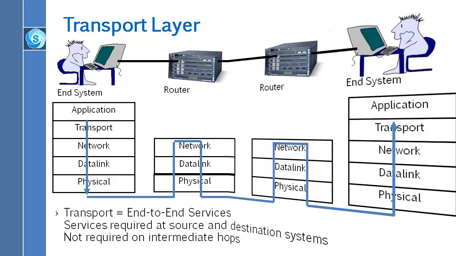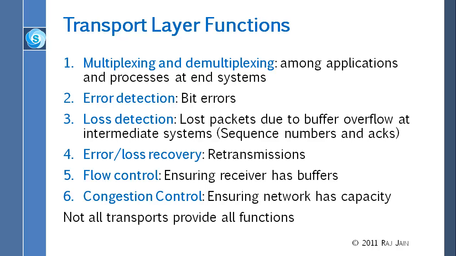So what are the things that the transport may provide? First thing they could do is multiplexing and demultiplexing. Multiplexing means multiple applications can use the same transport, and they can be demultiplexed at the other end in the opposite direction. Error detection. Second thing the transport may do is detect errors. If any bits get changed anywhere along the path, they will know it. They can detect loss. If any packets get lost, they will know it.